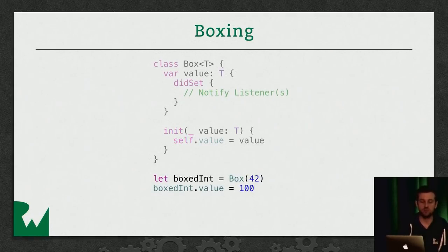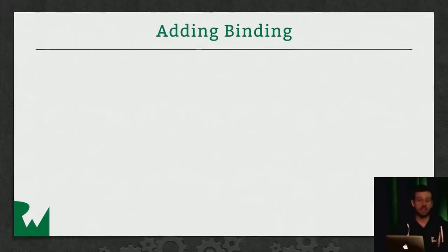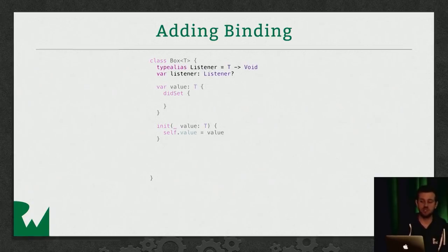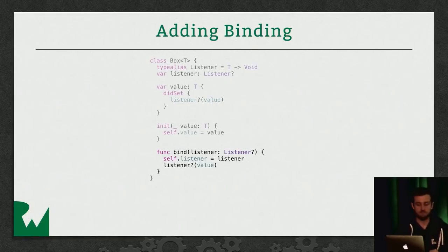So the way that we can actually get some real power out of a box is by adding binding to that. So let's take a look at what we currently had. That's the box that we just had before, just with some spaces in between. And what we can add to it now is a listener. So this is just a closure that takes a generic parameter and returns void. In our value, in the didSet property observer, we actually can call that listener now with the new value. And we add a method called bind at the bottom. And that bind is just going to pass in that same kind of listener. It'll set the listener and it'll call it immediately.